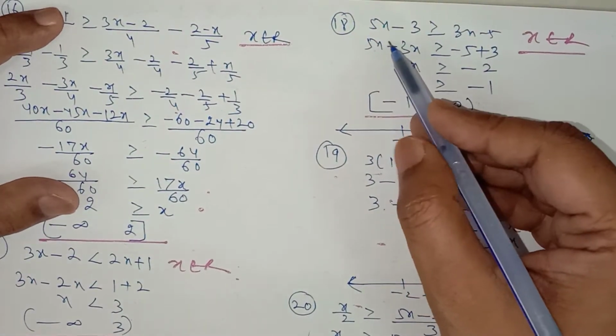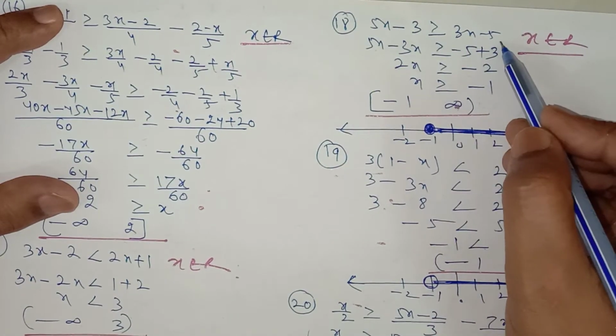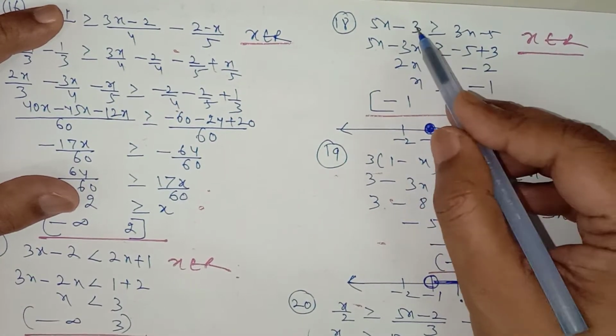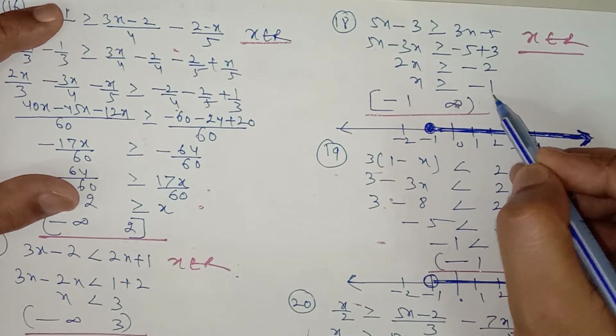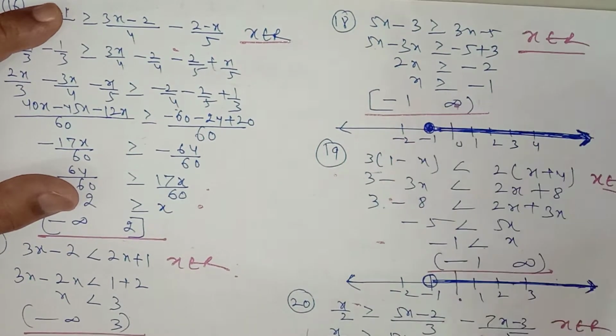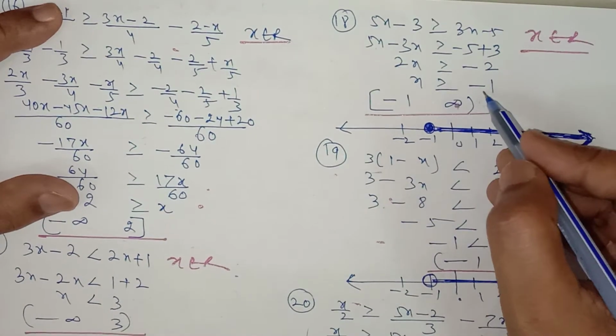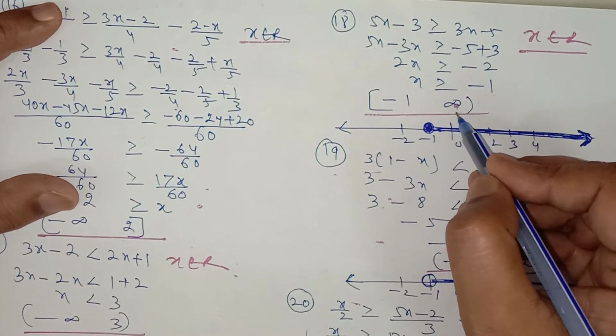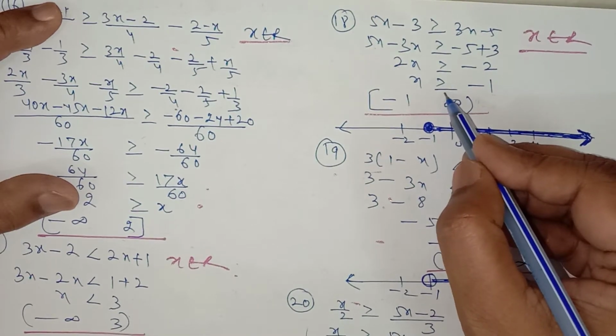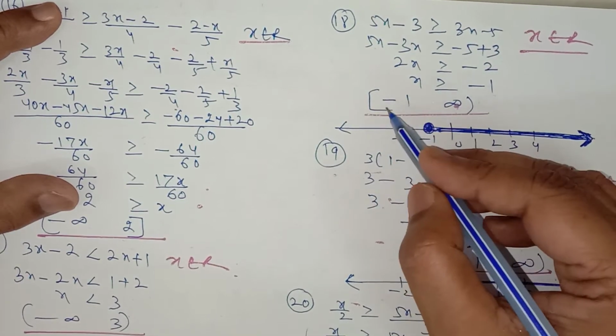Now in question number 18 also, 5x minus 3 greater than equal to 3x minus 5. Take the variable to the left, constant to the right. So x is coming out to be greater than equal to minus 1. So greater than equal to minus 1 means towards the right of minus 1. That means up to plus infinity. So minus 1 up to infinity, and it will contain an equal sign. So it will be a closed interval from minus 1 to infinity.